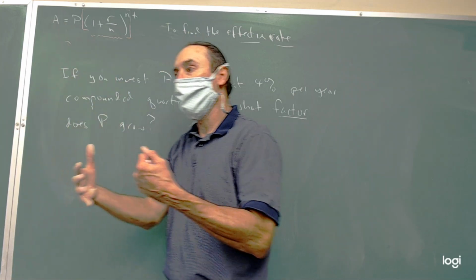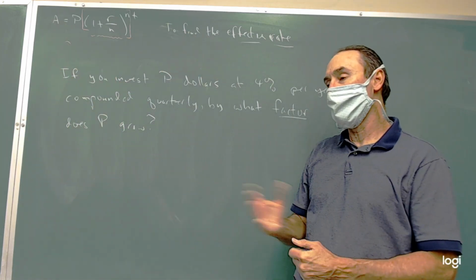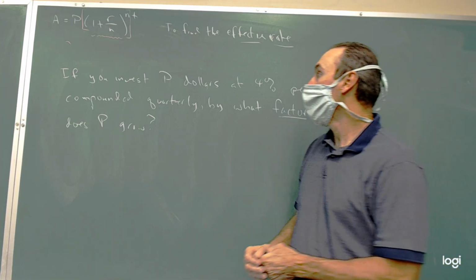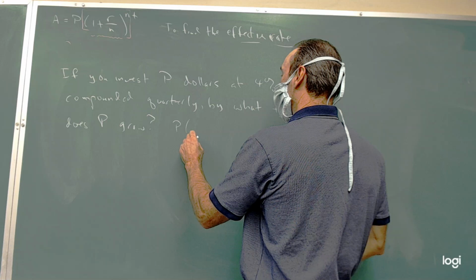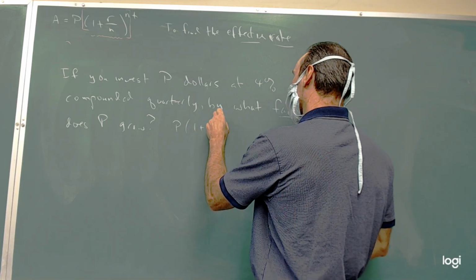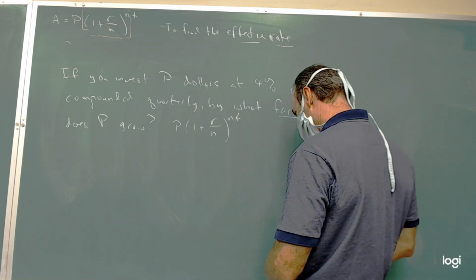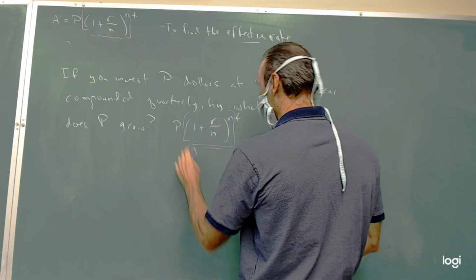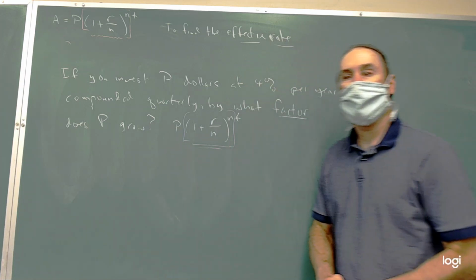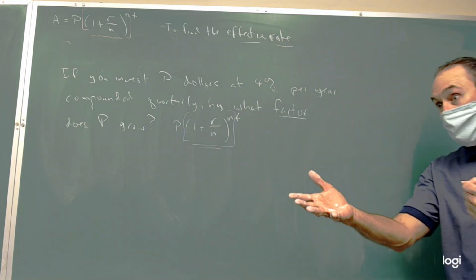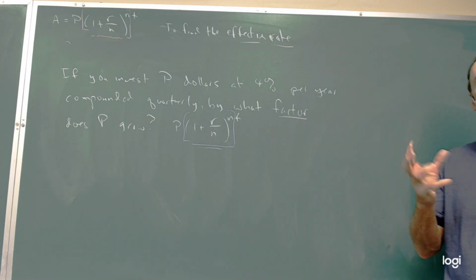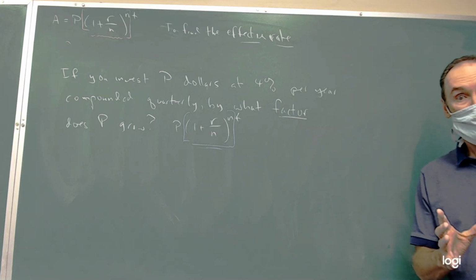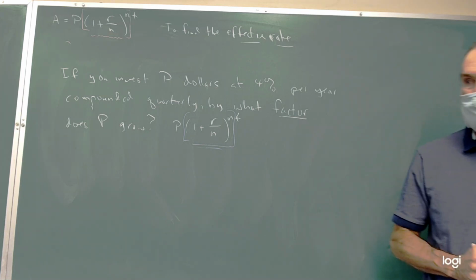A factor is, two things are factors when they multiply, right? 5 times X, 5 is a factor, X is a factor because they multiply each other. So in our P times 1 plus R over N to the NT, we want to know what is going to multiply that P. So we're trying to figure out what is that 1 plus R over N to the N. It is going to be exactly a 1 plus R, so it will hold in there our effective annual rate.